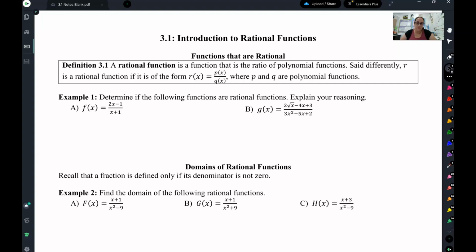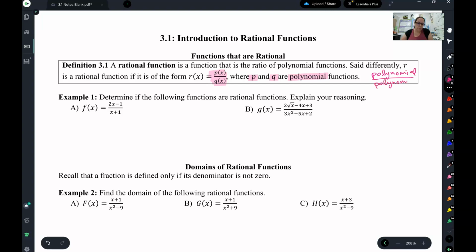In this whole chapter 3, we're going to be talking about rational functions. To start us off today, we're going to introduce what a rational function is. A rational function is written in the form P over Q, where P and Q are polynomials. So basically, a rational function is a polynomial over a polynomial.